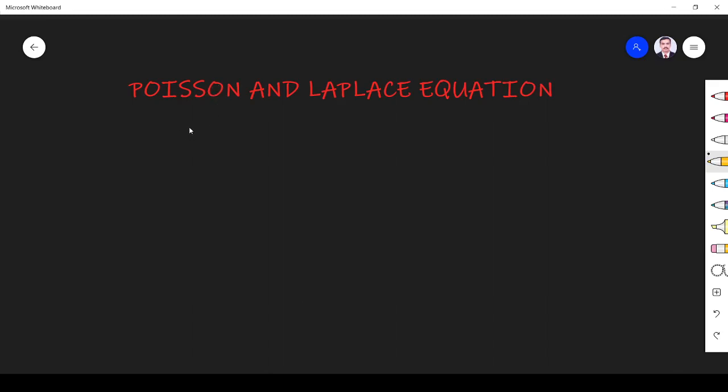Right. So in this session we will see why we need the Poisson and Laplace equations, the derivation of the Poisson and Laplace equations, and where we can use these two equations. First, we know that electrostatics is governed by two important laws. One is Coulomb's law and the second one is Gauss law. Fine. But these two laws have their own constraints, right?